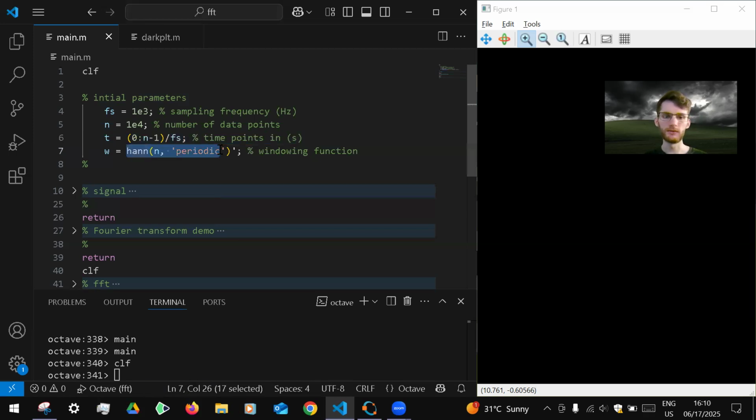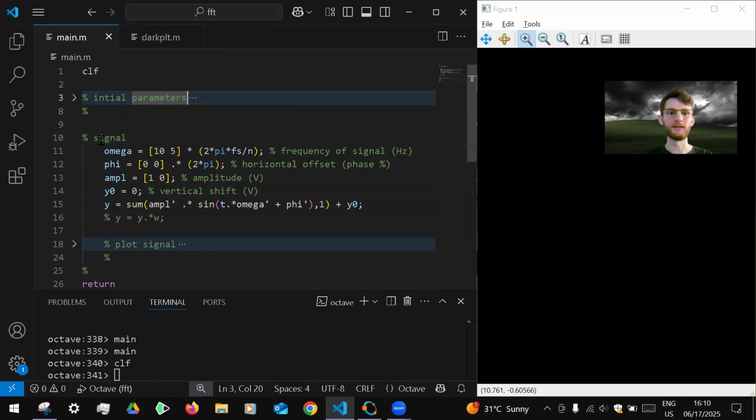This here is a windowing function. That won't make sense until later, so let's ignore that. All right, with those parameters set, let's build our signal. So I want to create a signal that is a sum of sinusoids.